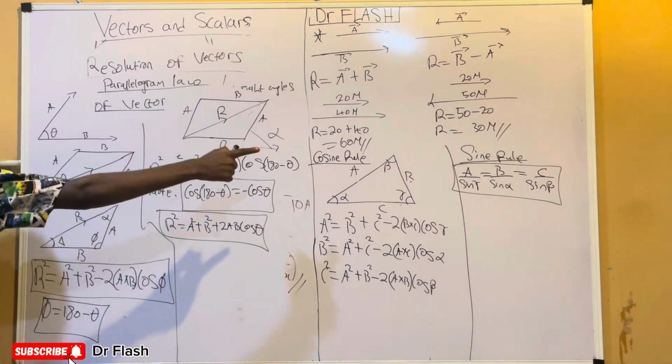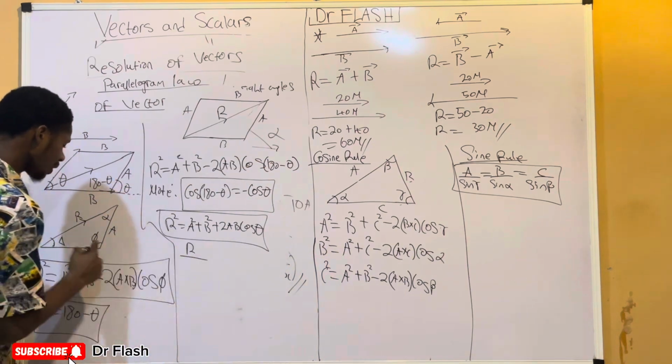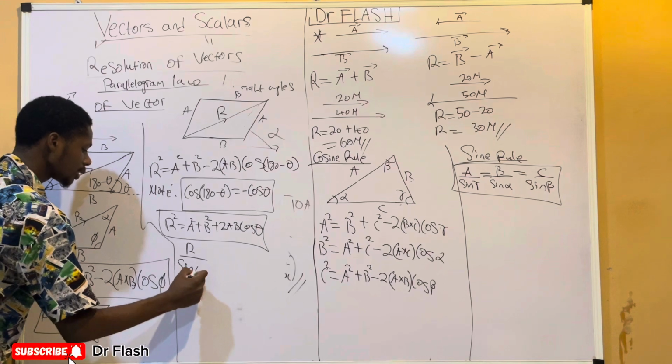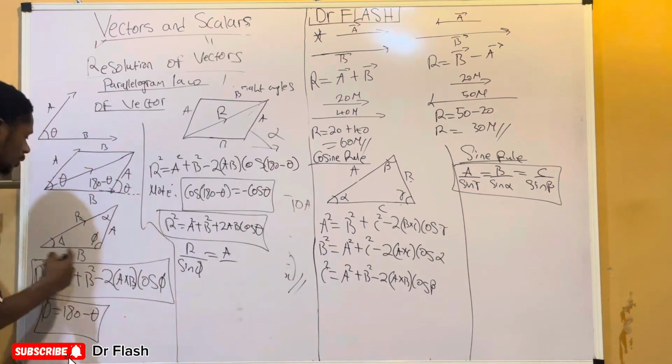So I can come here and apply the sine rule. The sine will stay on the board, which is what now? R divided by sine of the angle opposite it. We're going to get sine phi equals a divided by sine of the angle opposite it, that's sine delta.